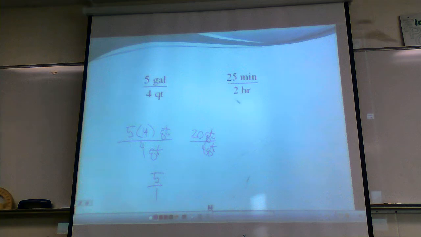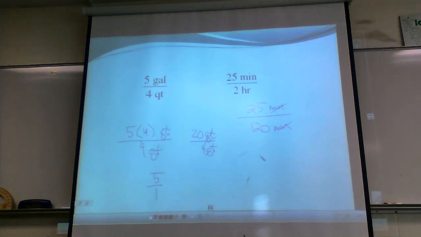Okay. What about over here? How would I start this one? Hours to 120 minutes, so I've got 25 minutes. All right, which is good because then the units kind of cross out. I'm just left with 25 over 120, but it's not fully reduced. Can someone reduce 25 over 120 for me?